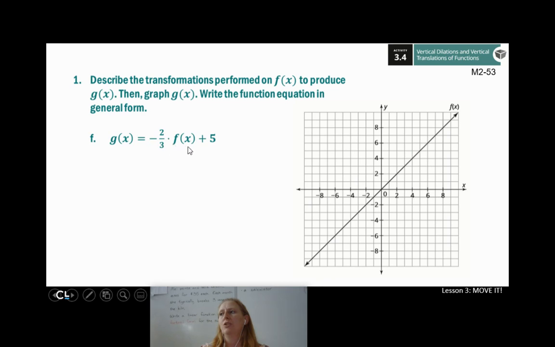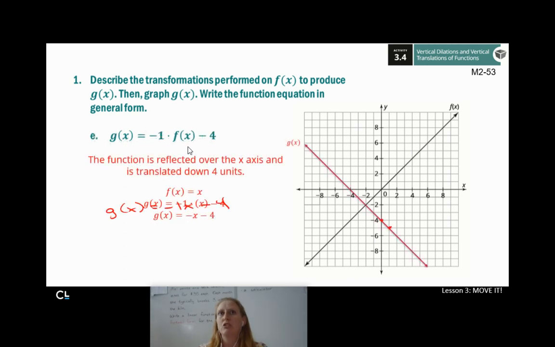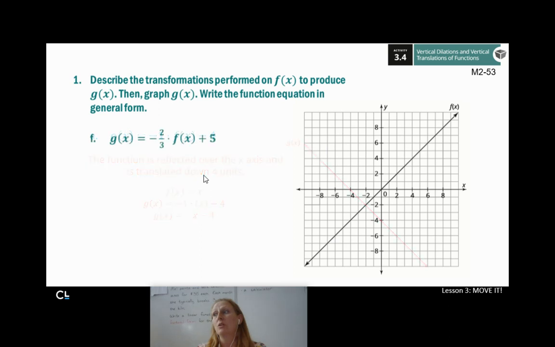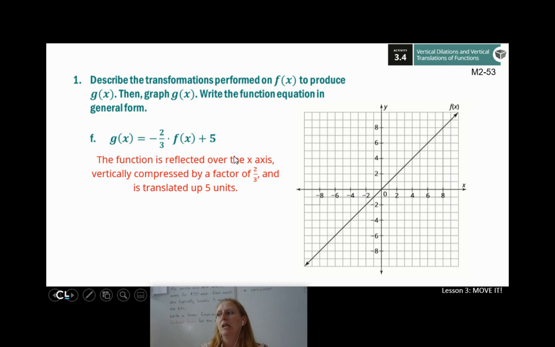All right, negative 2/3 times f of x. 2/3 is less than 1, so it's going to vertically compress by a factor of 2/3. It is negative, so it is going to reflect over the x-axis. Positives become negatives, negatives become positives. And the plus 5, we're pushing it up 5. So it reflects over the x-axis, it's compressed by a factor of 2/3, and it's translated up 5 units.